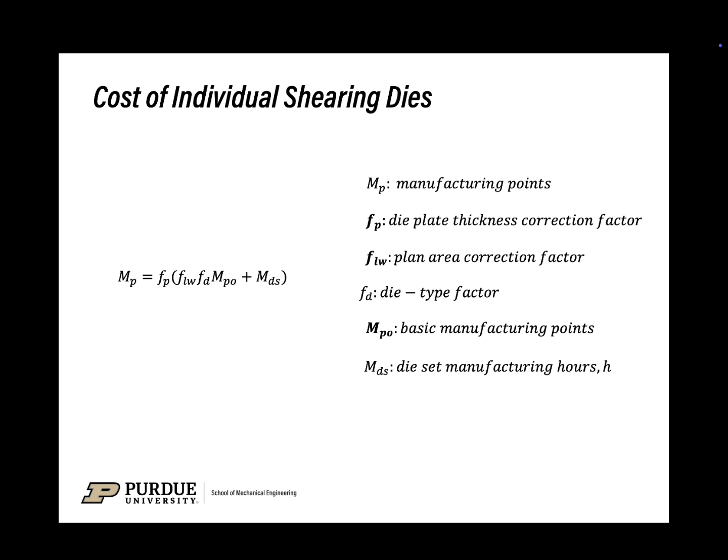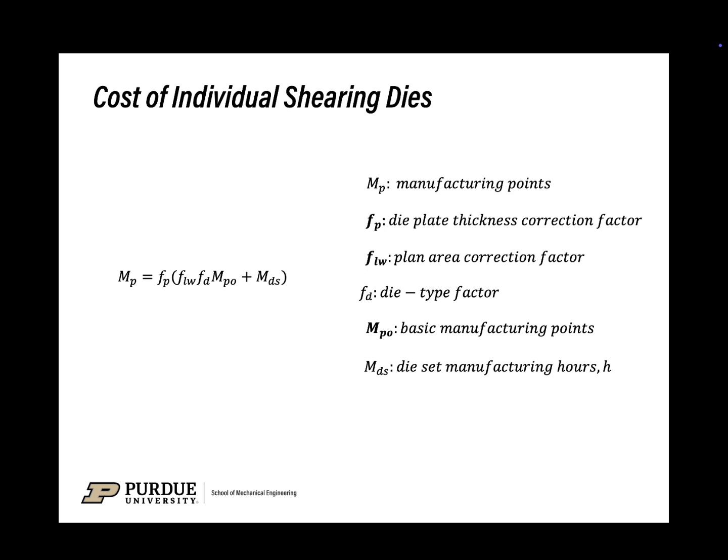After talking about those parameters in the previous slide, we started to estimate the manufacturing points for individual shearing dies, which is the parameter MP. And MP equals FP times FLW times FD times MP0 plus MDS. As you can see in this slide, FD we have discussed in the previous slide, and FP, FLW, and MP0 are the ones that we haven't discussed yet. We will discuss them in the next few slides.